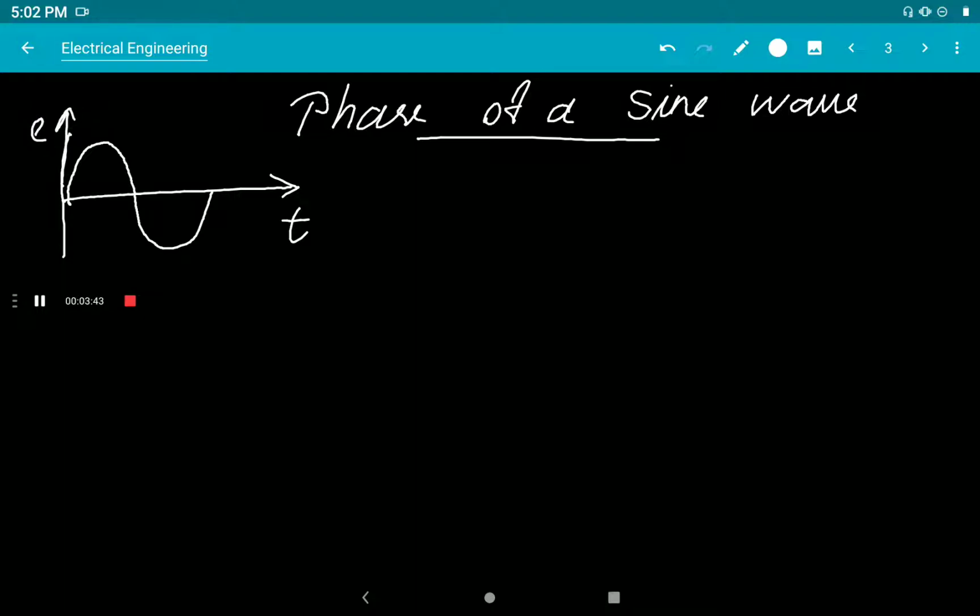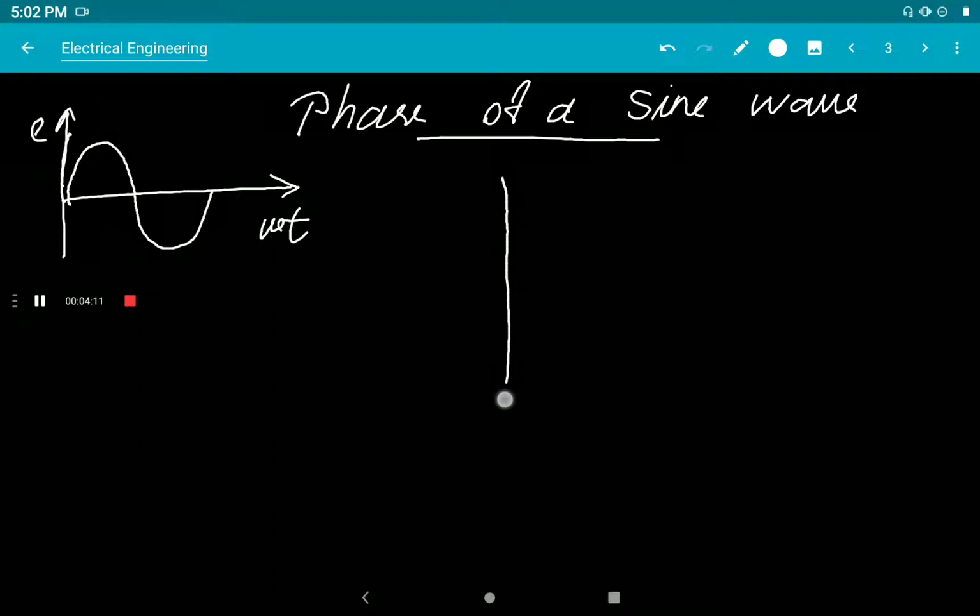The phase of a sine wave is an angular measurement that specifies the position of the sine wave relative to a reference. So first consider a reference wave, and the phase of a particular sine wave is related to that reference waveform. So first we consider this as a reference waveform. That is omega t, angular frequency.